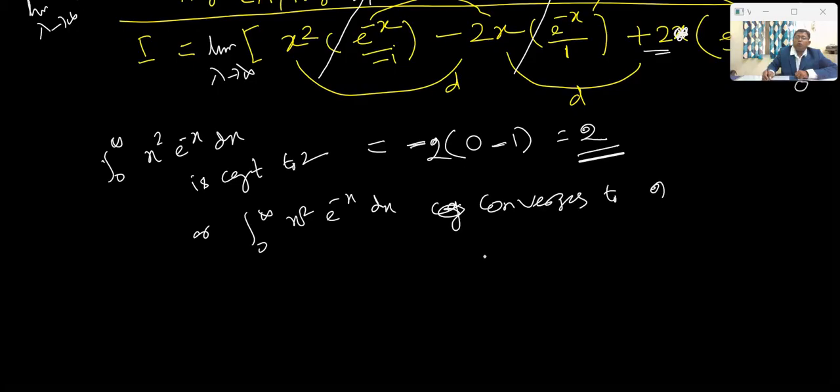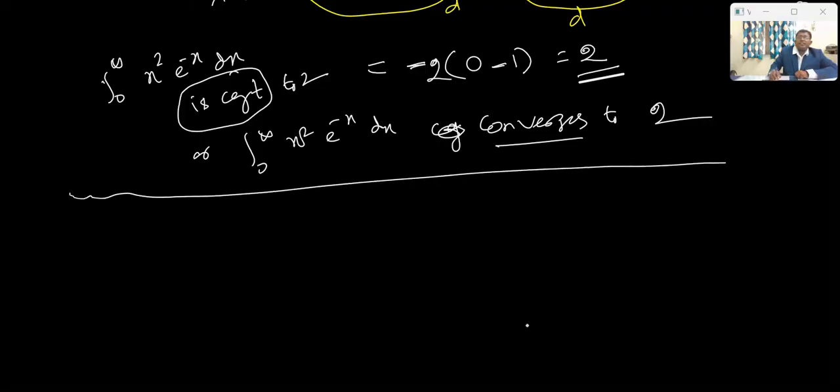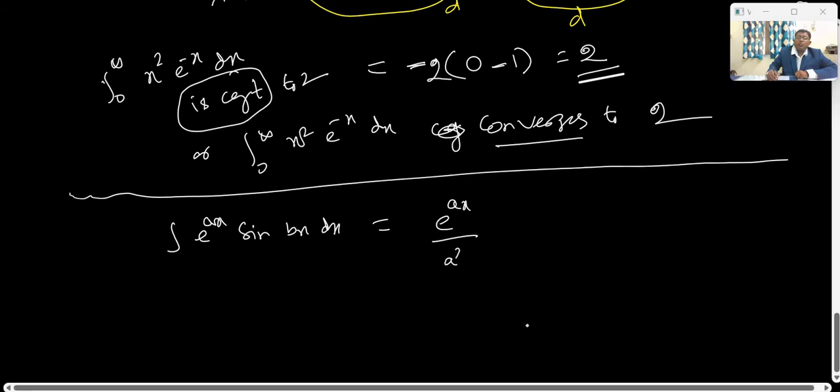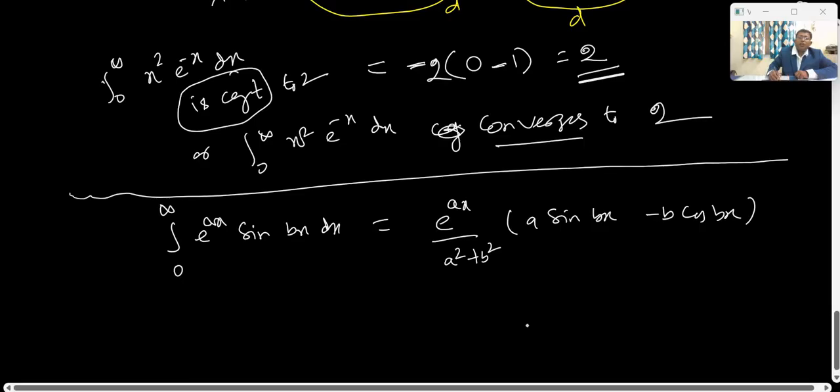Converges to 2, right? We may write "is convergent" or "converges to 2." In that way we will evaluate the integral. Similarly, I may recall some of the standard integration formulas. The integral of e to the power ax sin bx dx is e to the power ax by a square plus b square, times a sin bx minus b cos bx. If some limit is given here, 0 to infinity, then accordingly we can do it.